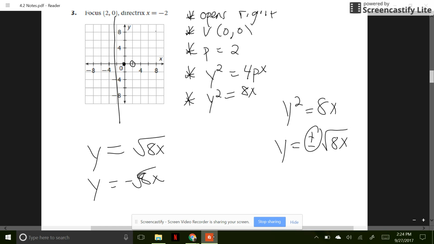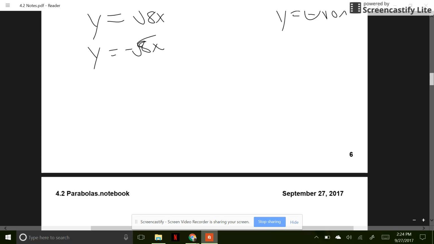And I found that I've got points at (8, 8) and at (8, -8). So not a lot for me to choose from. So there's a very, very rough picture of my parabola.